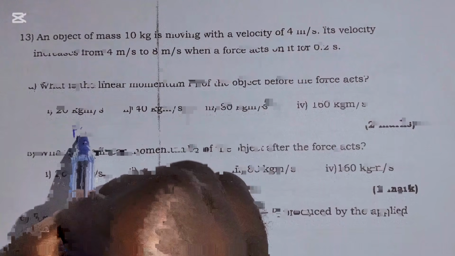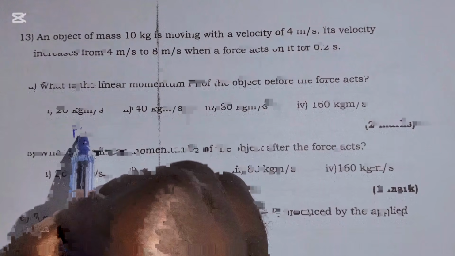What is the linear momentum P2 of the object after the force acts on it? When the force acts on it, the velocity changes from 4 to 8. So P2 equals mass times V2, which is 10 kilograms times 8 meters per second, giving 80 kilogram meters per second. So the corresponding answer is letter C.